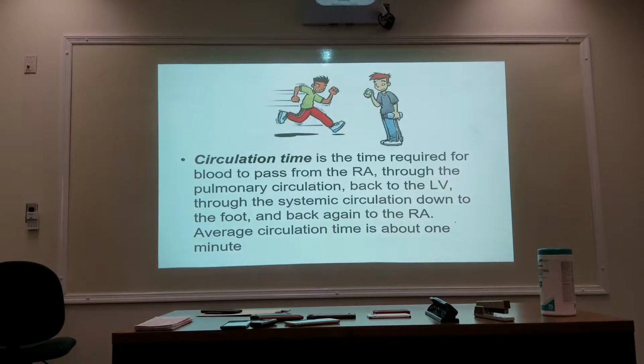Circulation time is the time required for the blood to pass from the right atrium through the pulmonary circulation, back to the left ventricle, through the systemic circulation, down to the foot, and back again to the right atrium. The average circulation time is about 1 minute. That's pretty fast.